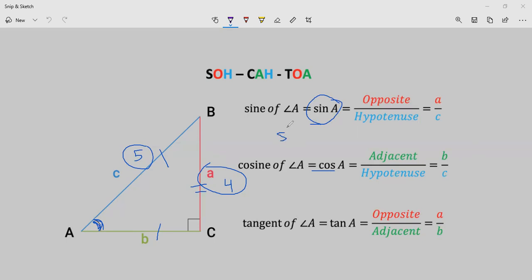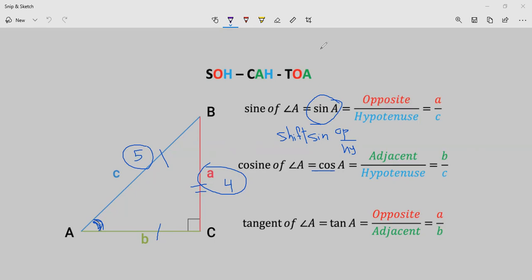You use shift sine, and you put the opposite over the hypotenuse. Directly, it will give you the answer, the measure of the angle. So it depends on what sides you have.